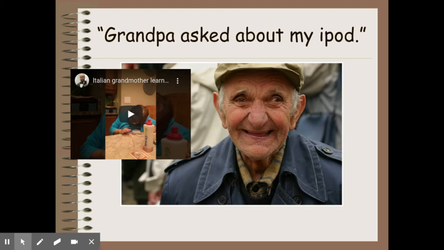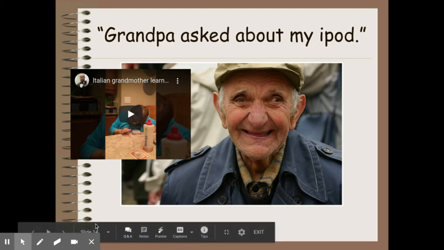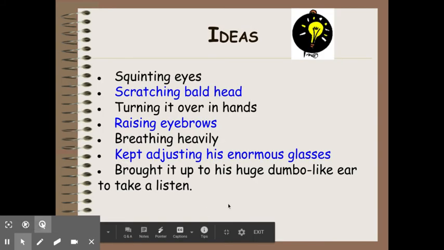So right now, just take a couple minutes and show me a confused grandpa. So show me, what does confused look like right now? So teachers, go ahead and pause and give students a few minutes to show grandpa asking about my iPod.